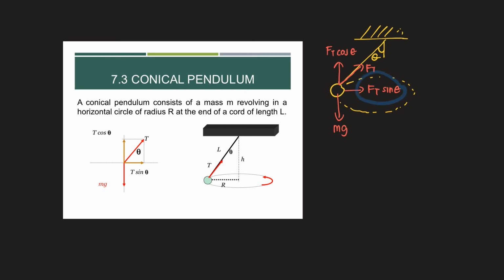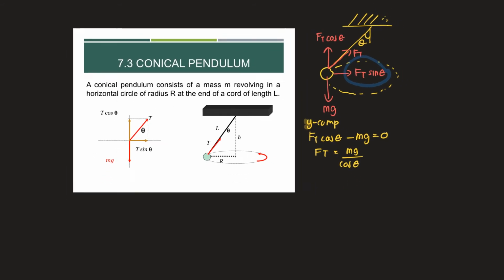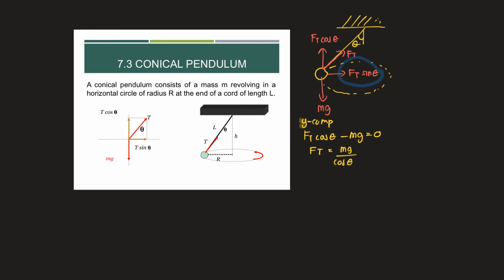Okay, so we need to separate into two components, the x component and the y component. I'm going to show you the y component first. The y component is going to be Ft cos theta minus mg equals 0, because it doesn't move upward. So you're going to get Ft equals mg over cos theta. Next, the x component is going to be Ft sin theta equals mv squared over r.